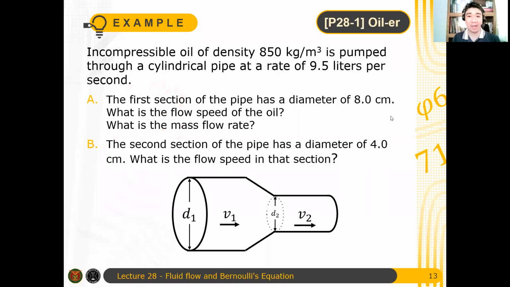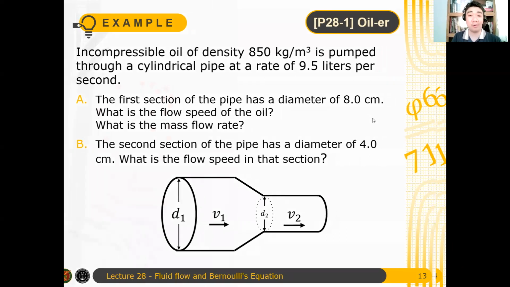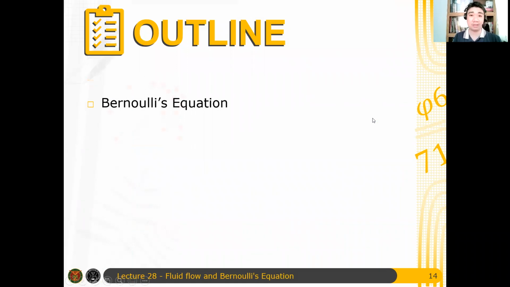Okay, so we're done with continuity equation. We will still use continuity equation later. Huwag yung kakalimutan yan. Kailangan siya sa Bernoulli's equation. And now we'll go to Bernoulli's equation. So that's our second equation for the day that we will derive.